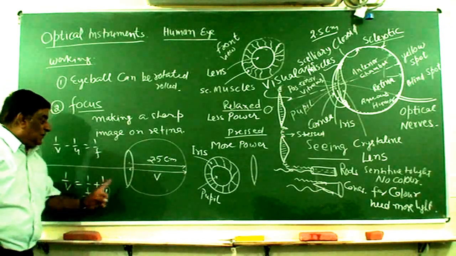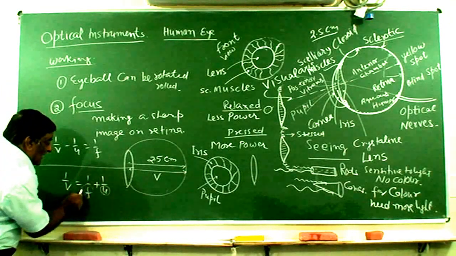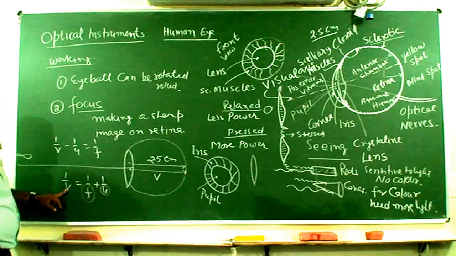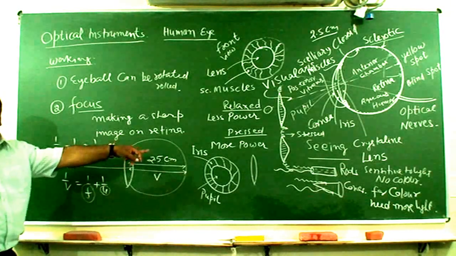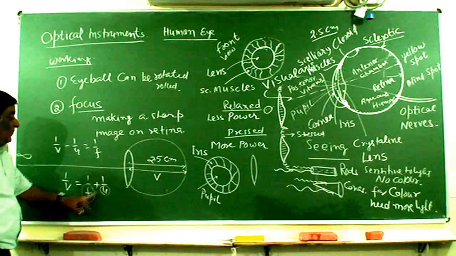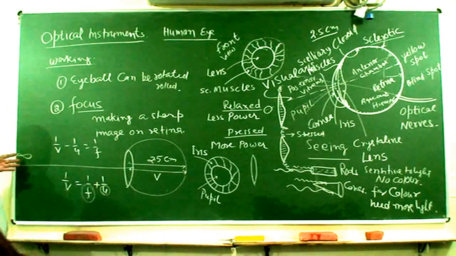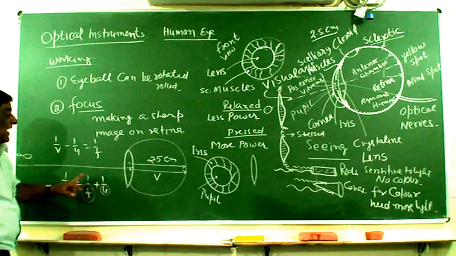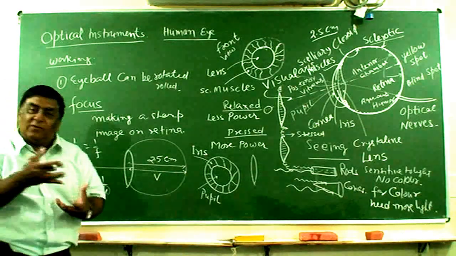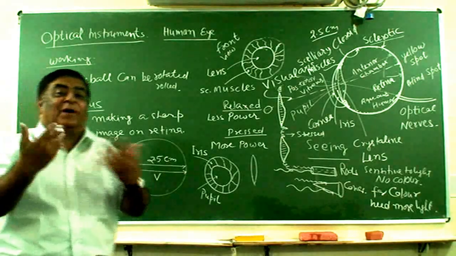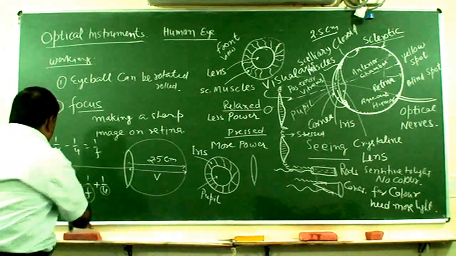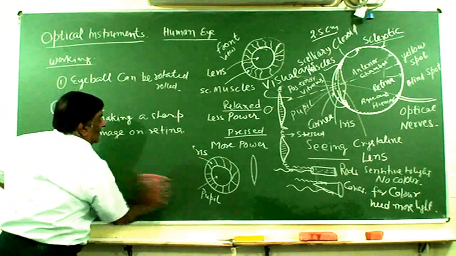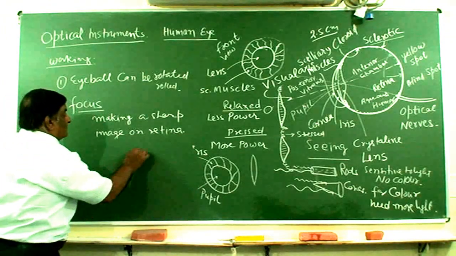Then what is the solution? The solution is we will change F. If we change F, then we will keep V constant at 2.5 centimeter. So when U changes, when an object comes closer, U is decreasing, so F should also decrease. The F should decrease, the power should increase. How? If an object is at infinity, then the rays coming are parallel.